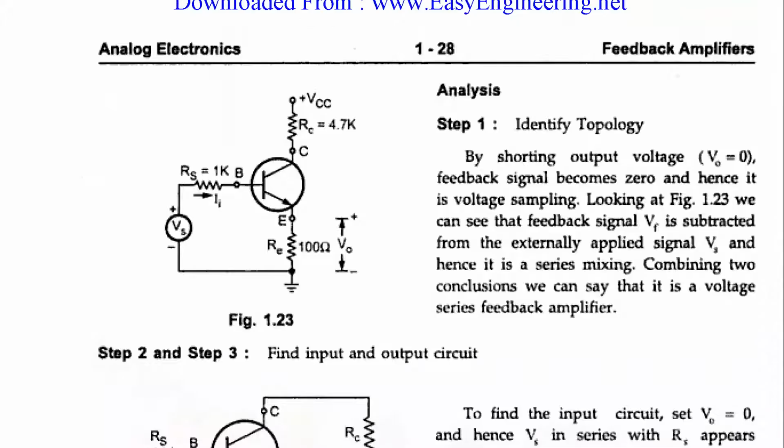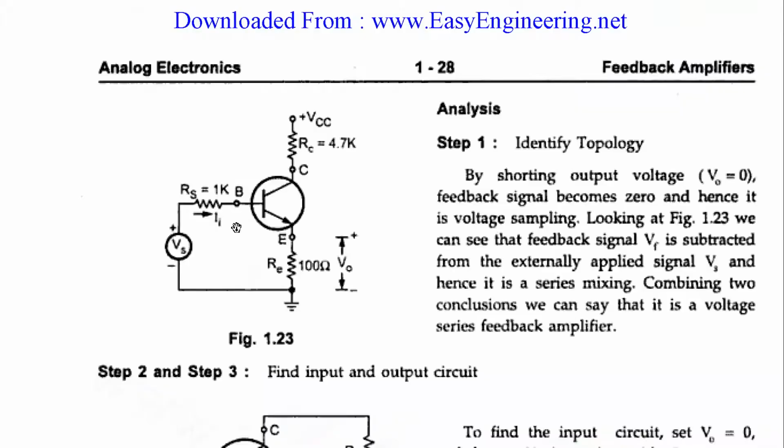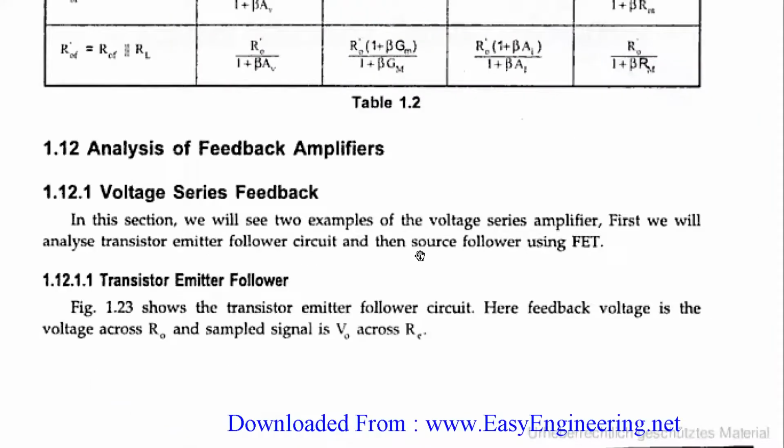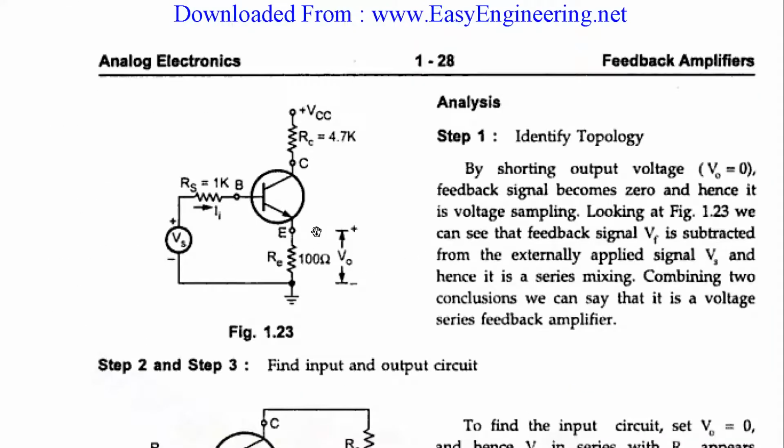So what are the steps? According to the steps that we discussed, for voltage we discussed that it is voltage sampling. Next, feedback identification is over. The feedback is voltage sampling, series mixing, means voltage series feedback amplifier. It means the type of amplifier is voltage series feedback amplifier.